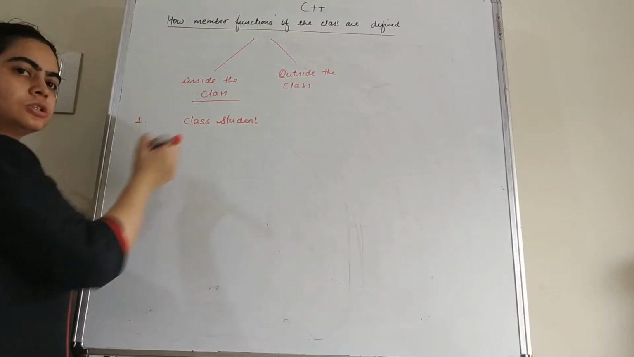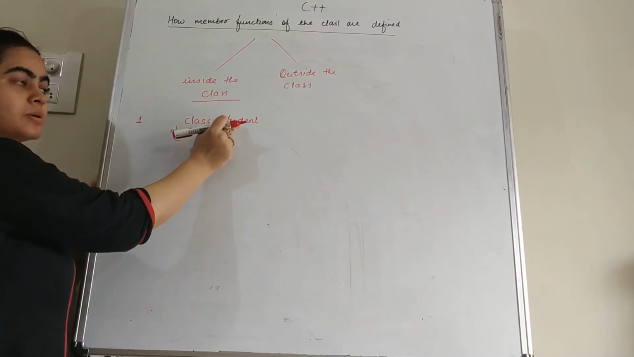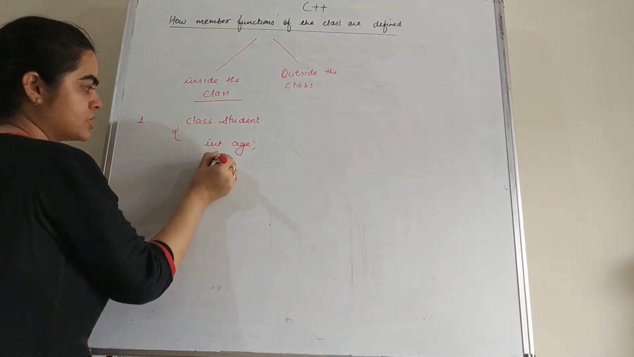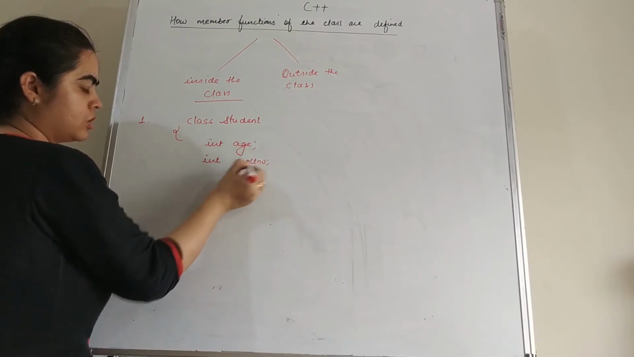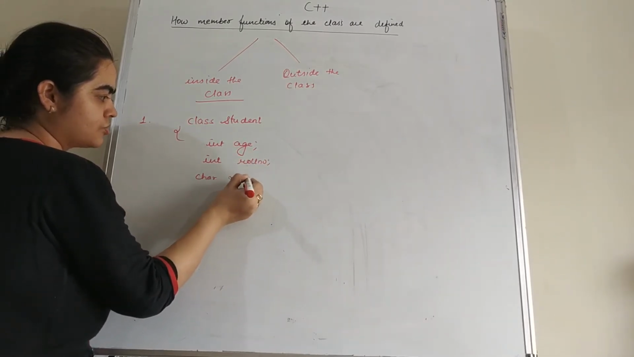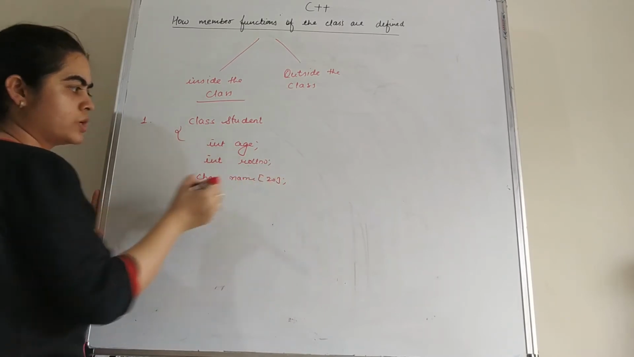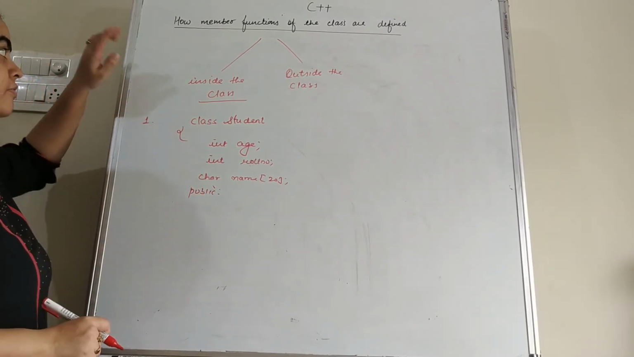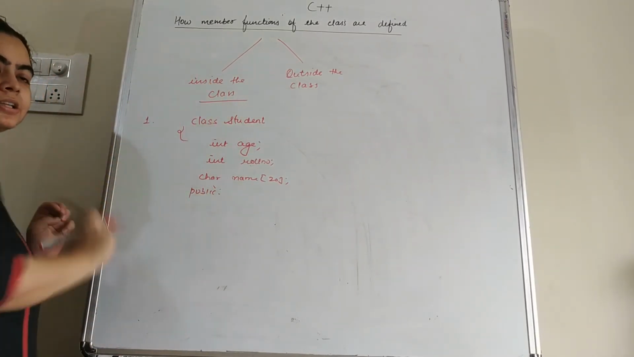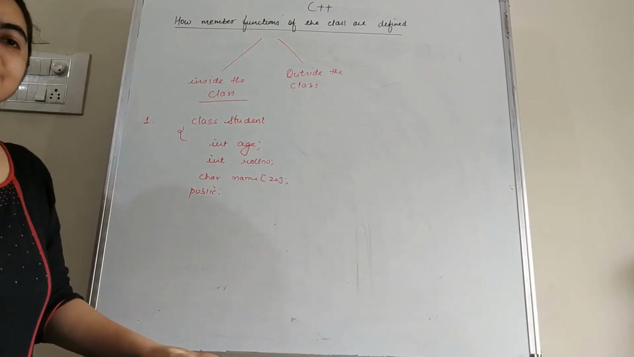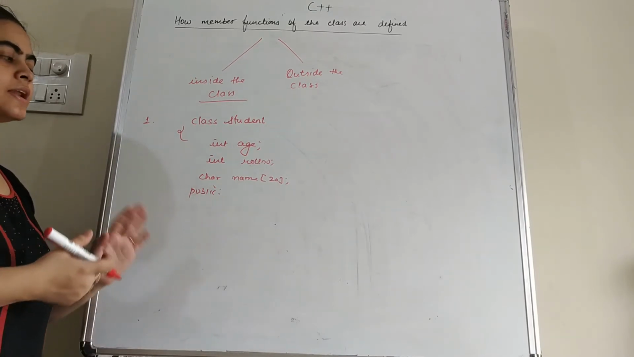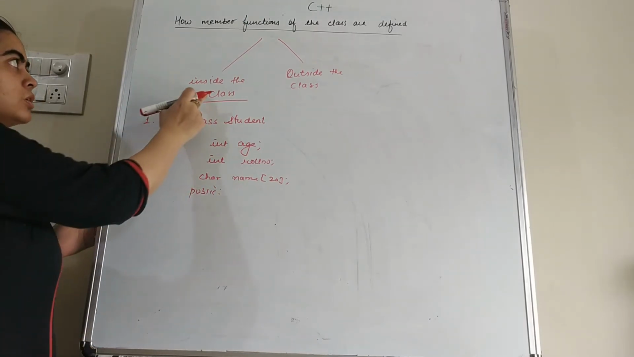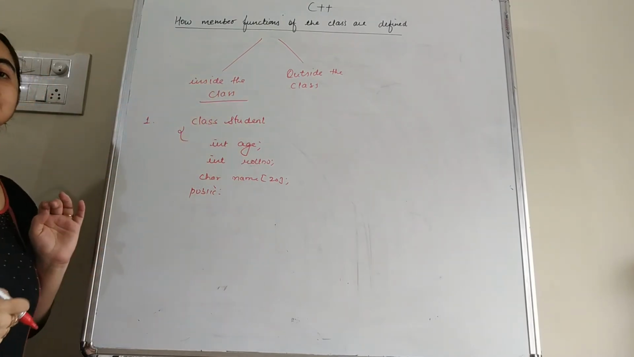So class student, the data members related to this student class are int age, and second is suppose int roll number, third one is char name. So these are the 3 data members that are related to the student class. So after this we can declare the member function. So here we have to define the member functions inside the class. That means whatever code is related to the member functions, we have to write within this class only, because here we are doing the inside the class definition.